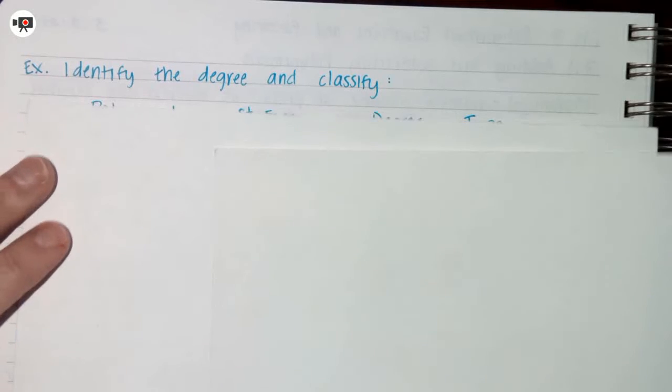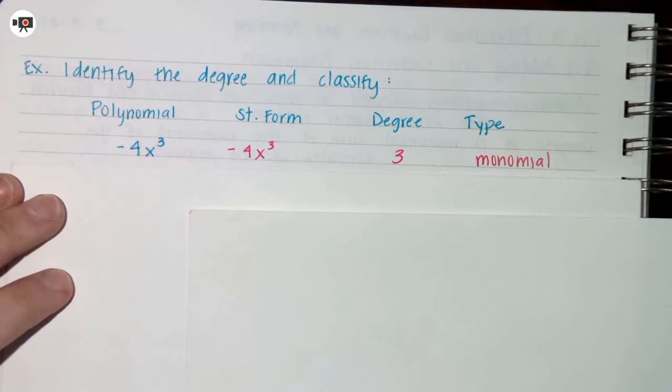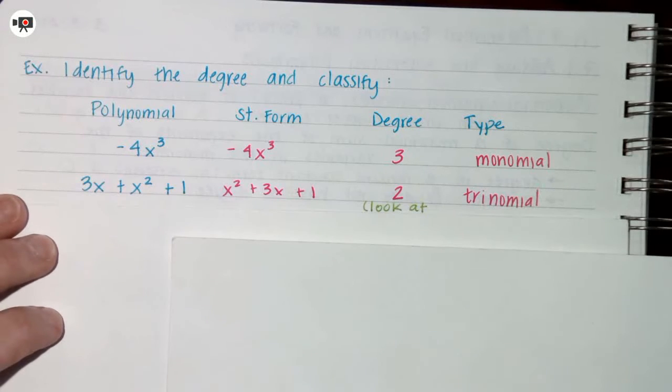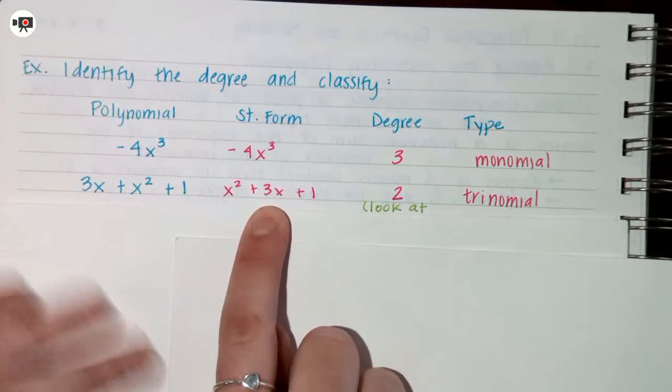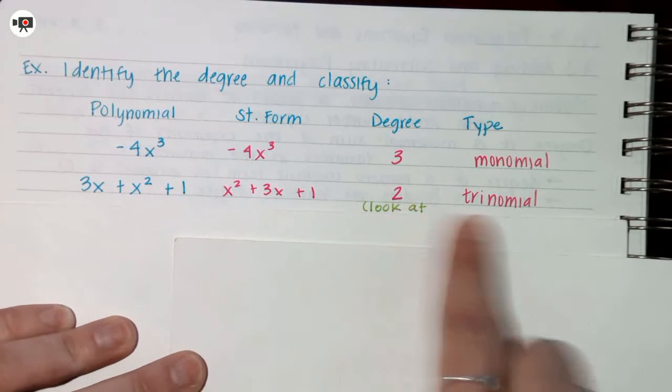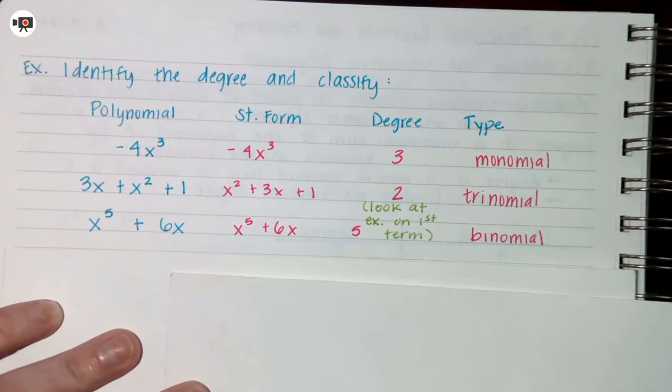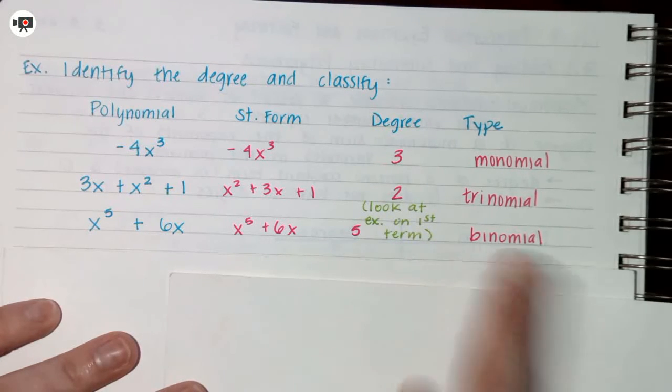So we are going to identify the degree and classify the polynomial. For negative 4x to the 3rd, that is in standard form. The degree is 3, and it is a monomial. 3x plus x squared plus 1, put it in standard form. The highest degree is 2, and it is a trinomial. And for x to the 5th plus 6x, that is in standard form. The degree is 5, and it is a binomial.